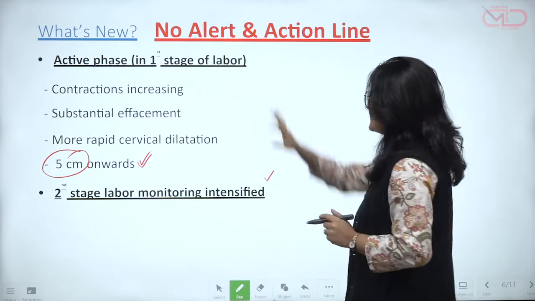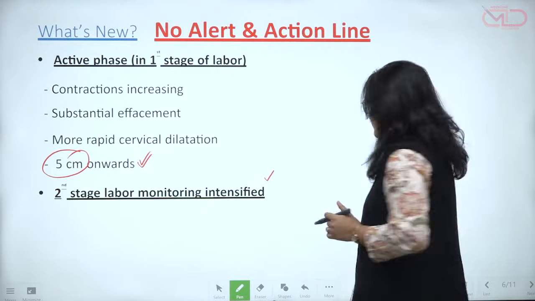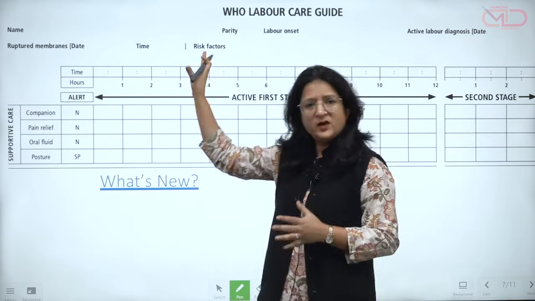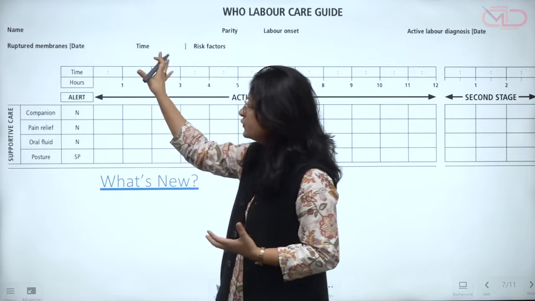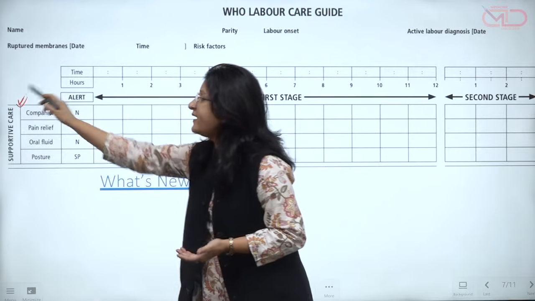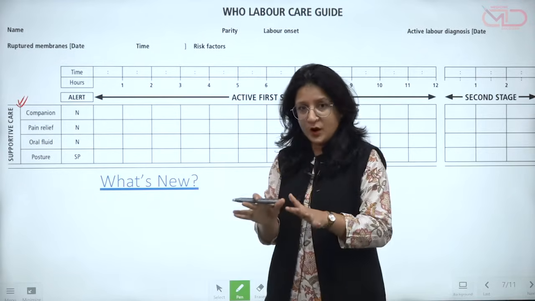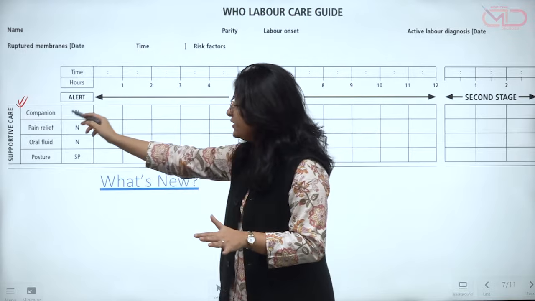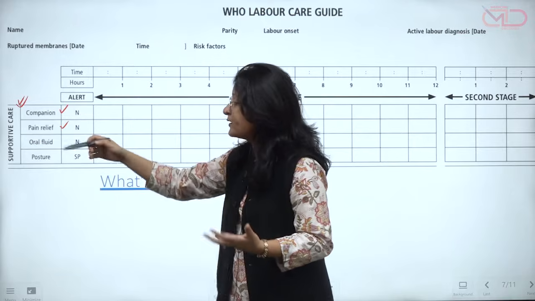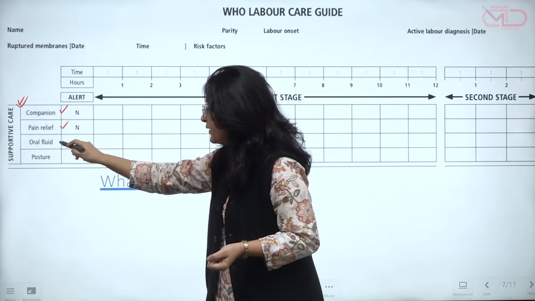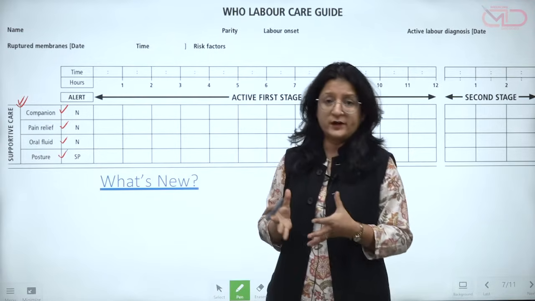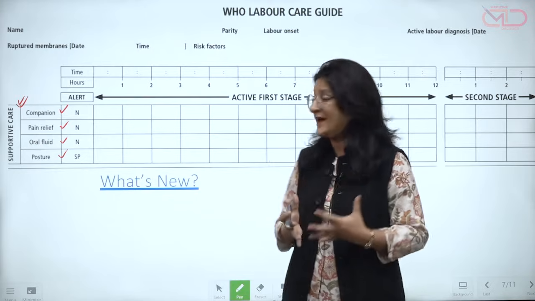And yes, there is no action or alert line there in the new next generation Partograph. Apart from noting the patient particulars like we did in the modified WHO Partograph as well, there is an entire column documenting the supportive care that is available to the woman during the course of labor progress. So a particular mention of whether she is accompanied or not, what pain relief she is on, if any, whether she is taking oral fluids or not, what posture is she maintaining during the course of labor progress, is she mobile, ambulatory, or she is lying down supine.